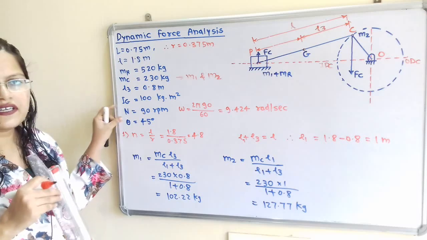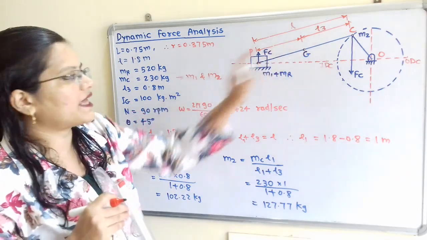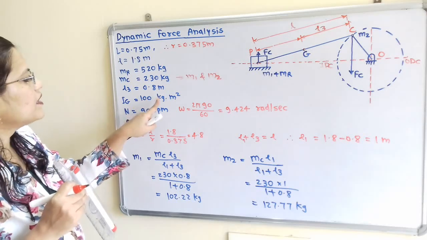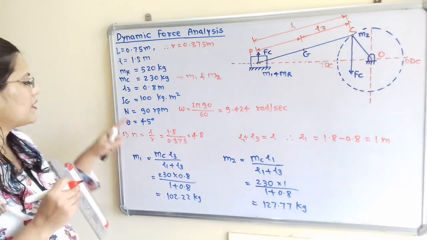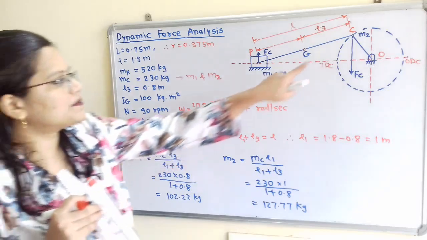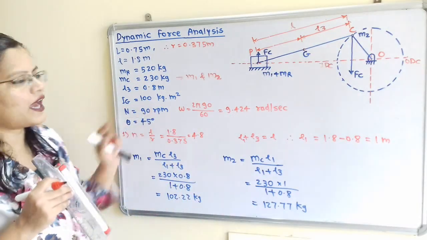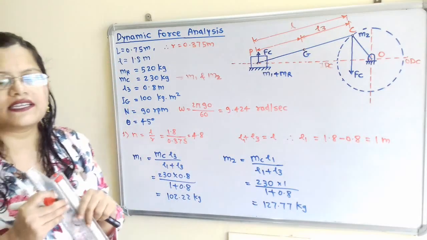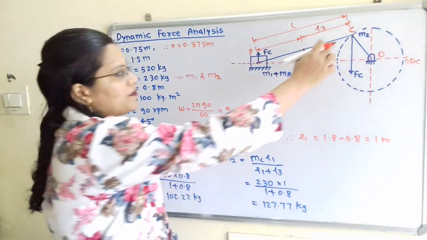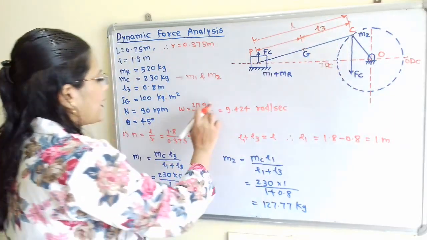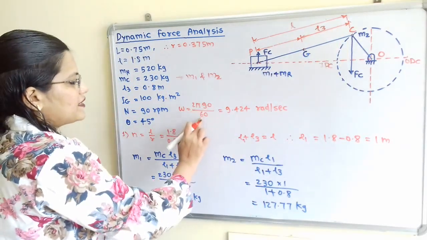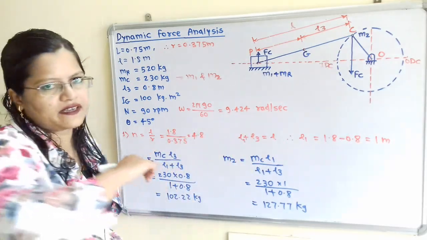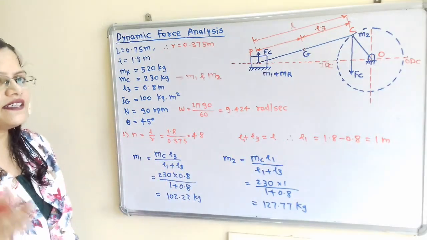Then the moment of inertia about the center of gravity is also mentioned, 100 kilogram meter square. Then the engine speed N is given, 90 rpm. From this N we can calculate omega, that is the angular velocity of this crank. So 2 pi N by 60, that is 2 pi into 90 by 60, which is equal to 9.424 radians per second. Now the angle theta is also mentioned.